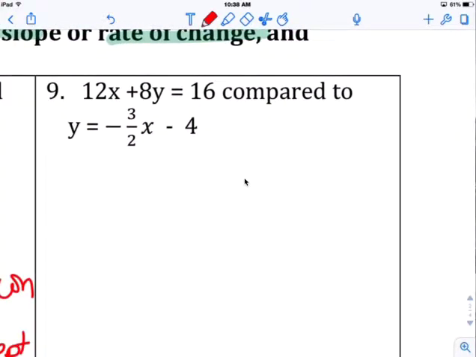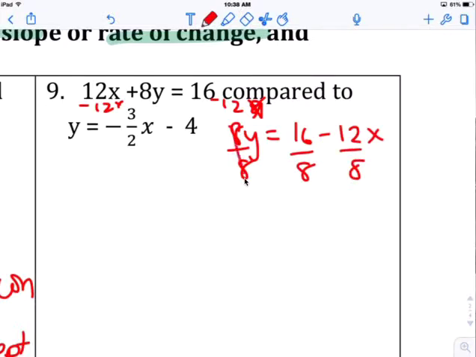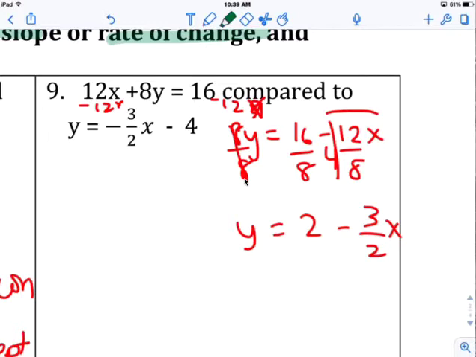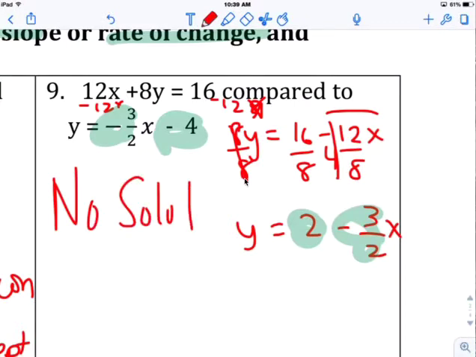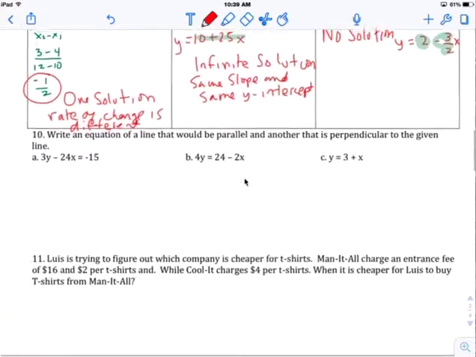This compare, let's minus 12x, minus 12x. So we get 8y equals 16 minus 12x. Divide by 8. We get y equals 2 minus 3 over 2x. We divide this by 4, right? Negative 3 over 2x. But the y-intercept's different now. No solution, and explain why. Same slope, different y-intercept. Write it down though.